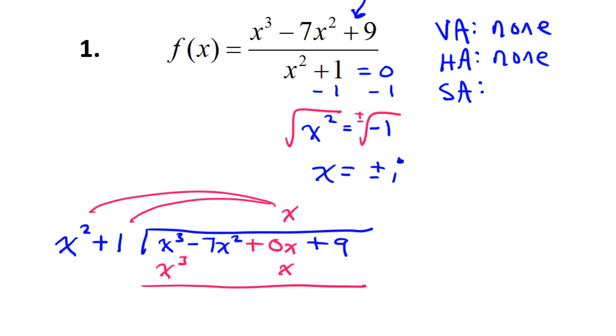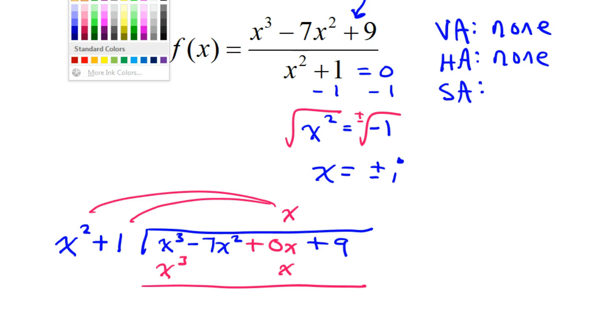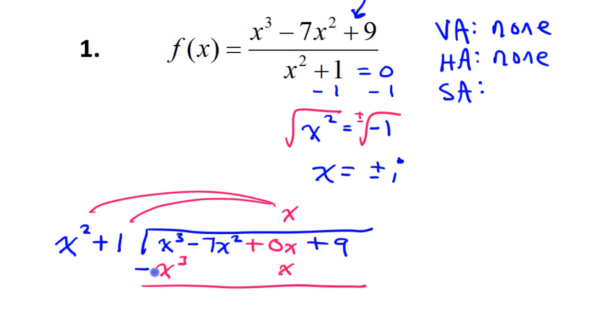But then we change the signs in order to subtract. So that's going to become minus, and that's going to become minus. Obviously, these will cancel out. This is going to wind up coming down. So I have negative 7x squared minus x, and then plus 9. And then you sort of start over.